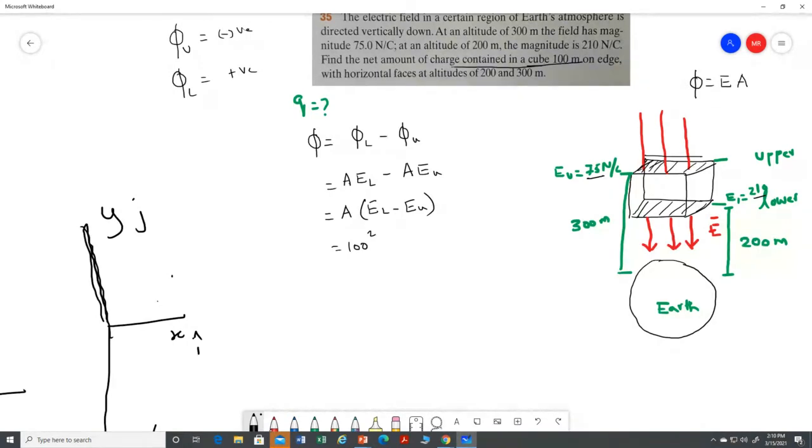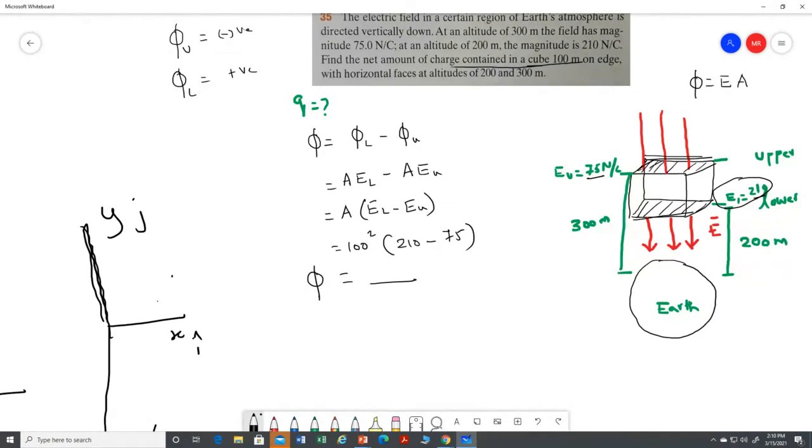Do you get my point? Yes, you are right. So you have two areas with edge length 100 here and 100 there. So I have to write 100 square multiplied by my lower electrical field. What is our lower electrical field, my dear? Our lower electrical field is 210 minus our upper electrical field, which is 75. So when you substitute, you will get the flux.